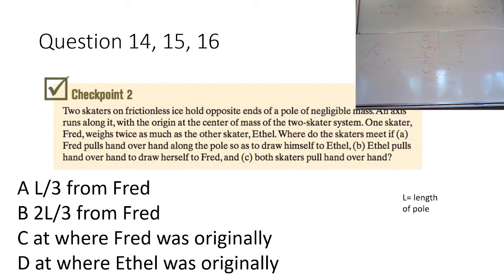All right, but in terms of the question, if Fred is the only one that pulls along the pole, then where do they end up?